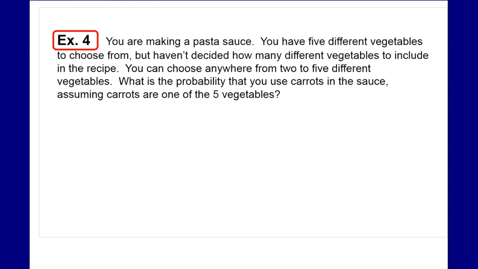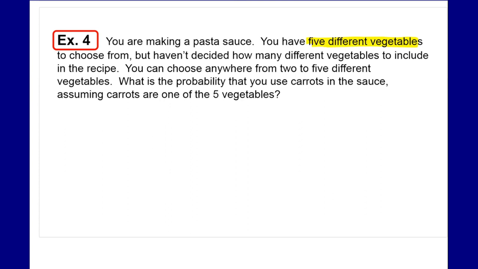So there's a lot of information here. Right? So there's a couple different things we probably should highlight. A good strategy to follow is to read through your question and then read through it again and highlight anything important. So we're making a pasta sauce. Not really important. Doesn't matter what we're making. We have 5 different vegetables. Okay, that is important. We have 5 different vegetables.